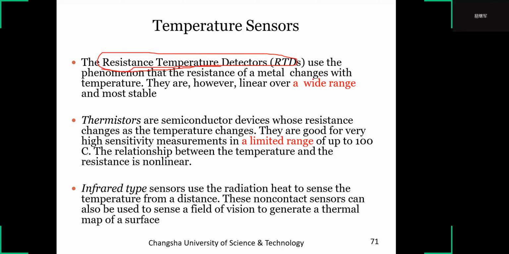Thermistors are semiconductor devices whose resistance changes as the temperature changes. They are good for very high sensitivity measurements in a limited range of up to 100 centigrade. The relationship between the temperature and the resistance is non-linear.